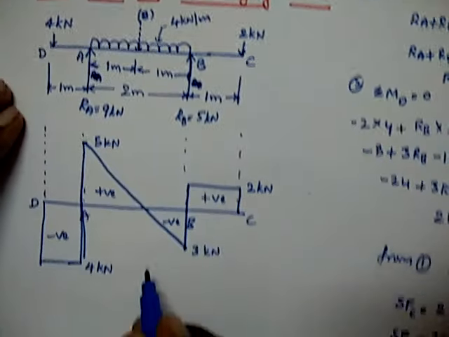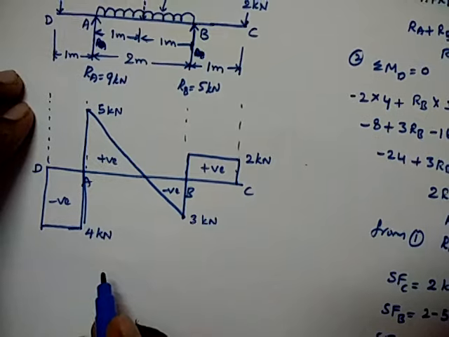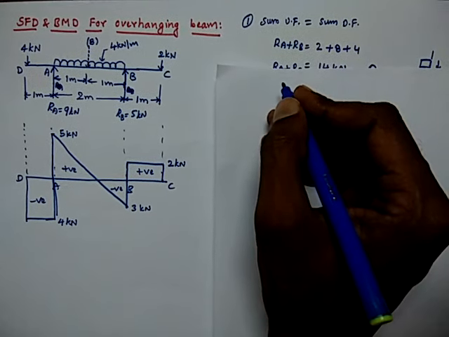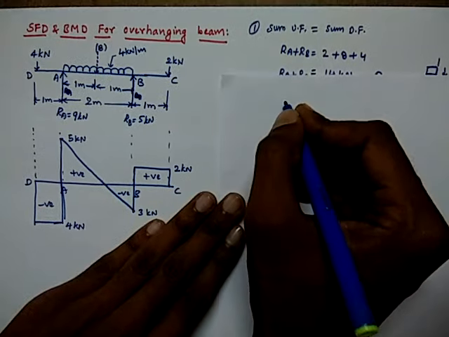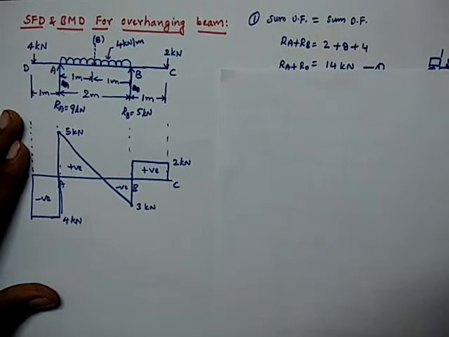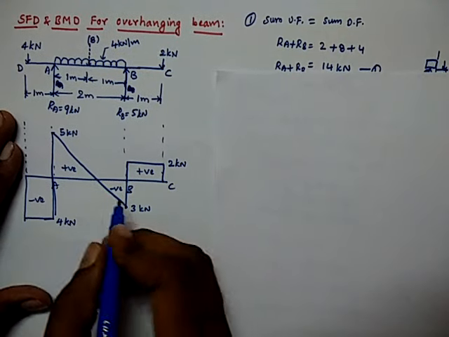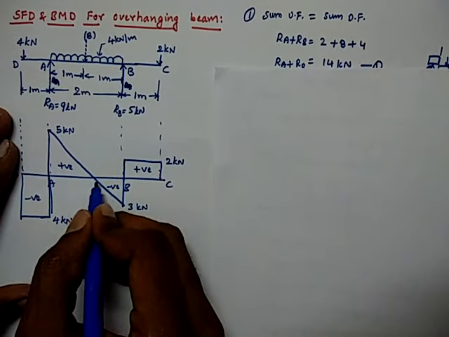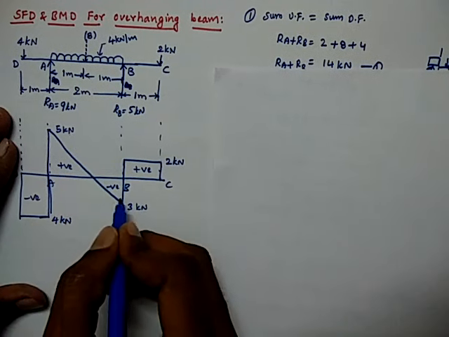So this is the shear force diagram for the given values, and let us calculate the bending moment diagram. To draw the bending moment diagram, we have to calculate the bending moment at different locations. Before that, we have to find the location where the shear force diagram changes from negative to positive or positive to negative.